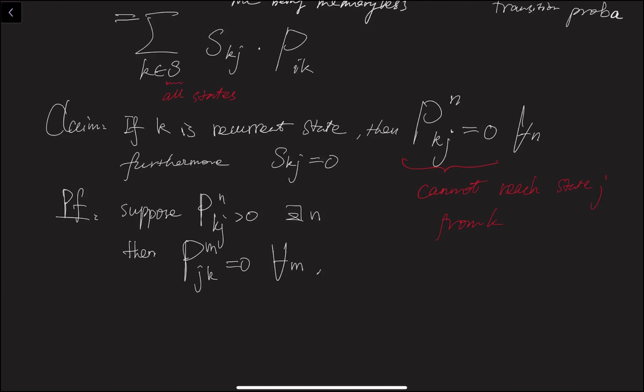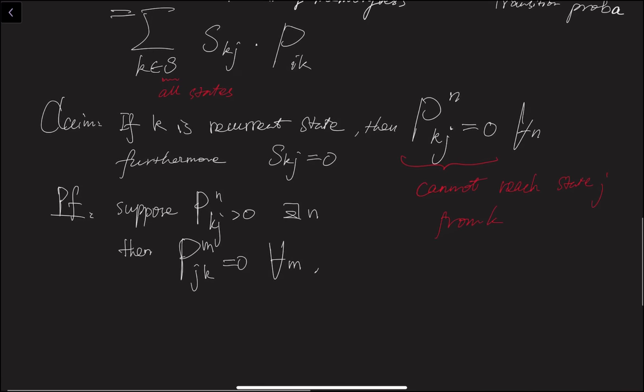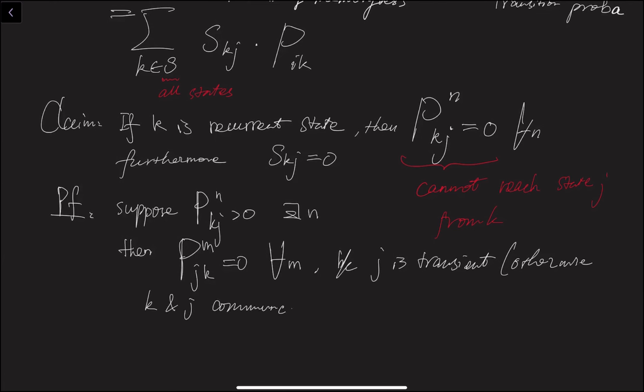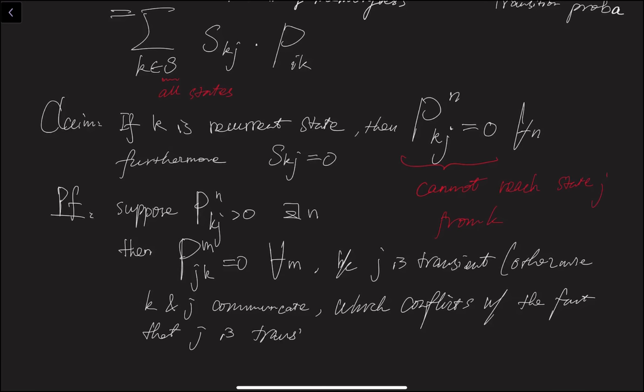It's because if this quantity is not 0, it's greater than 0, it means then K and J communicate. Apparently, this cannot happen because we know that J is transient. Otherwise, K and J communicate, which conflicts with the fact that J is transient. All right.